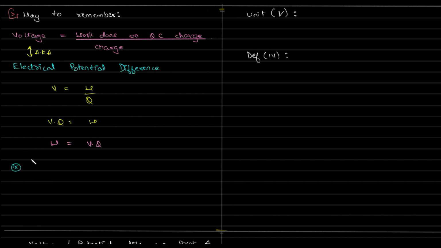So we can just remember this phrase, world votes for queen. And we can remember this. How? Simple. W is equal to V into Q. That's it. Okay. So this is the way to remember this formula, and thus in the end, V is equal to W by Q.